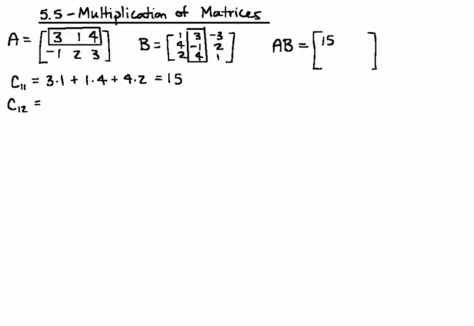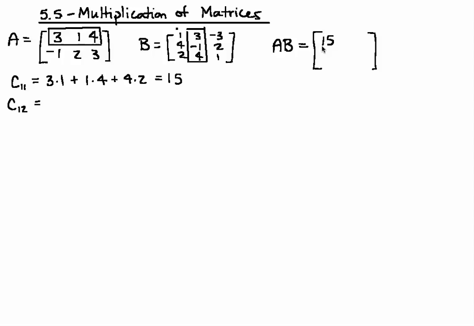We're in the process of working through our example of multiplying matrices. In the last video, we had the matrices A and B, and we started out by multiplying the first row times the first column, and we found the entry C11, which is 15, and that was our first entry in the matrix A times B.